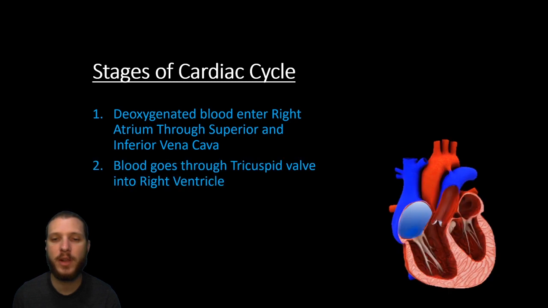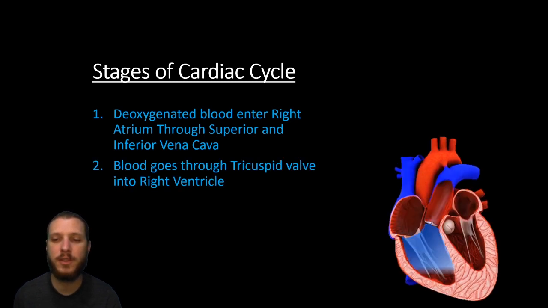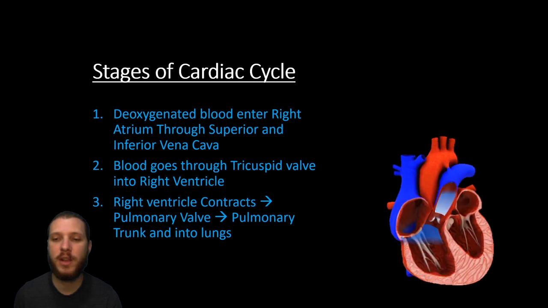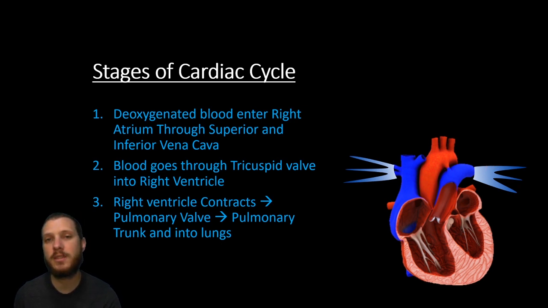From here, the blood goes through the tricuspid valve and enters into the right ventricle. The right ventricle is going to contract, and it's going to send blood through the pulmonary valve into the pulmonary trunk and into the lungs. So we have lungs on bilateral sides of the heart, so it's going to exit both sides. Once the deoxygenated blood goes into the lungs, it picks up oxygen. We'll look at this in the respiratory system.